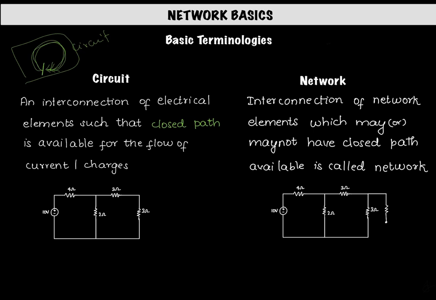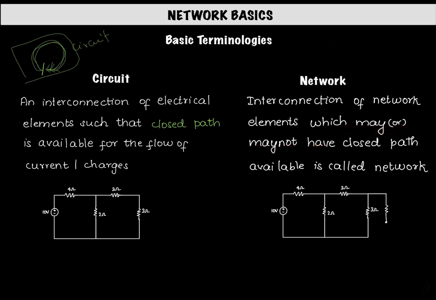Essentially, an interconnection of electrical elements such as resistors and voltage sources, which we term electrical elements. When we interconnect those elements and, after the interconnection, there exists a closed path for the charges to pass through, then such an interconnection is called a circuit. On the other hand, a network is also an interconnection of electrical elements, but it may or may not have a closed path.